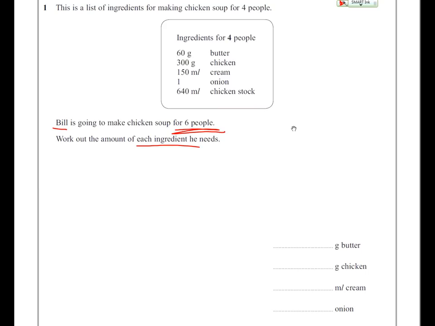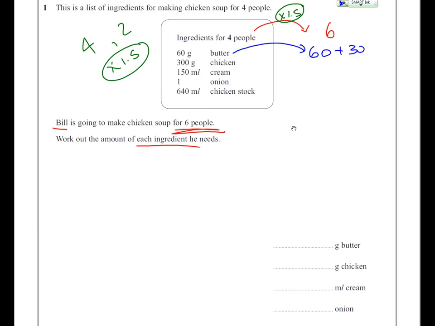So, if you know for 4 and you want for 6, you can think about what half of 4 is. Half of 4 is 2. So, add on half of it to itself, which is the same as times 1.5. Okay? So from 4 to get to 6, you can do times 1.5. So if you've got 60 and you want to know how much for 6 people, times 1.5 is the same as having 60, a whole, plus half of 60, which is 30, as long as you're good at halving numbers, which gives you 90.